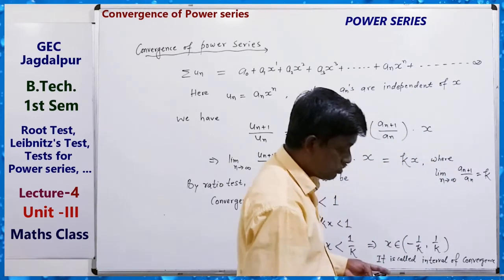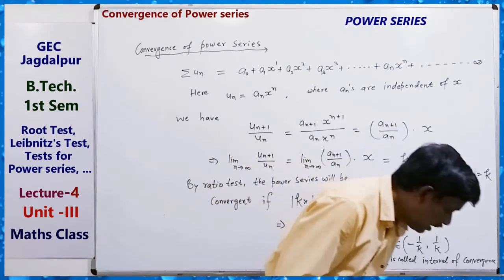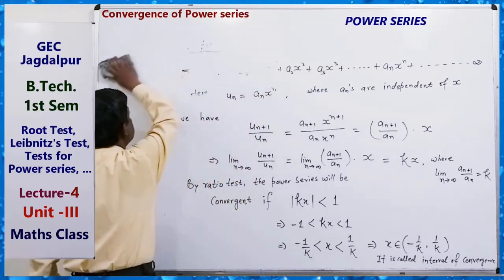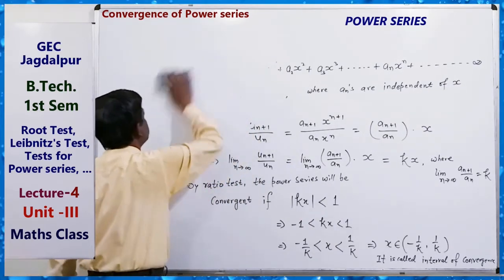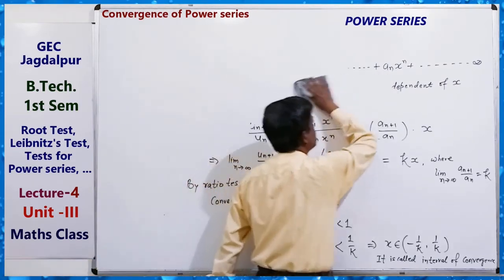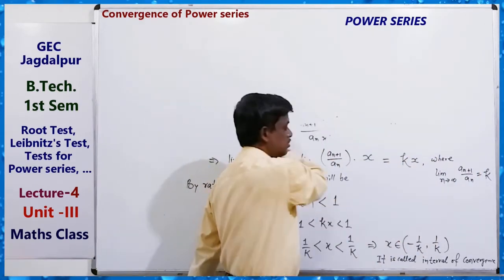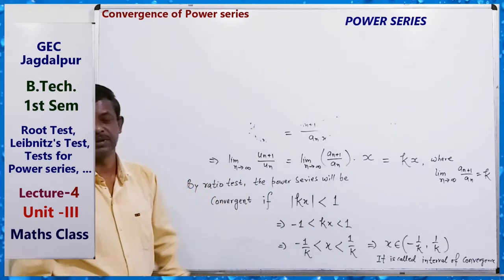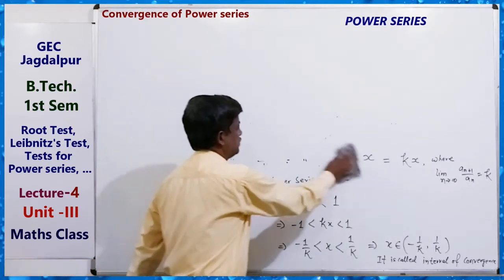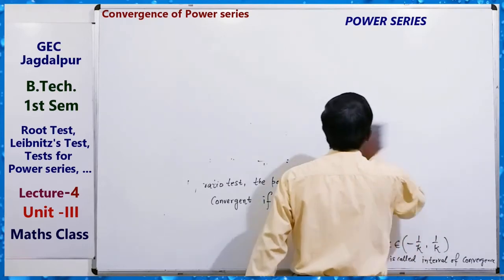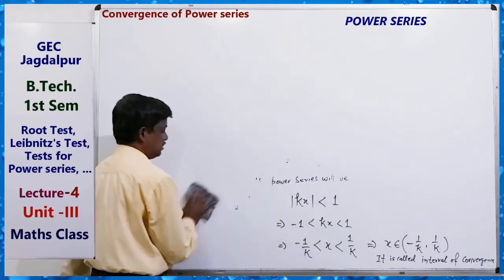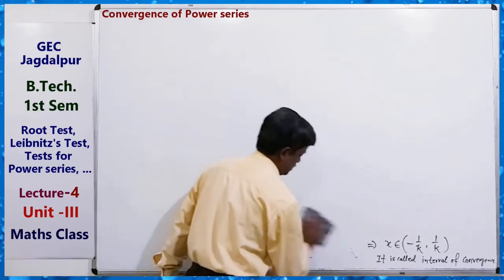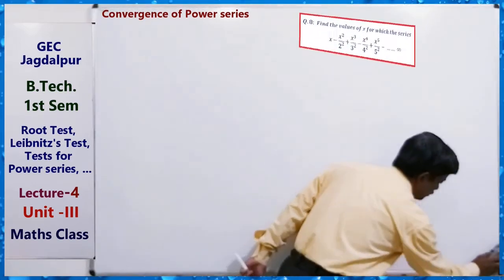Find the values of x for which the given series is convergent: x over 1, x square over 2 square, x cube over 3 square, x to the power 4 over 4 square. Here the question is given. A power series can be tested by this method, and you can find the interval of convergence for the given series.